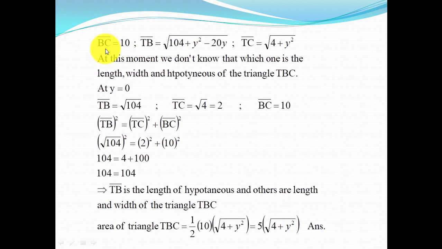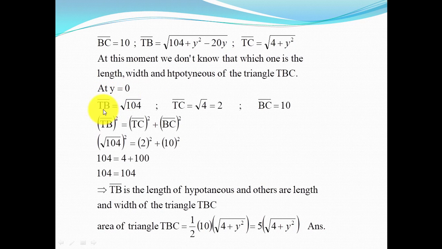Now we list these values: BC, TB and TC. At this moment we don't know which of these is the hypotenuse, which is the length, and which is the width of the triangle, since it all depends on y. As we know, y may be any value from the y-axis, which is the complete set of real numbers. So we take a trivial case, let's say y equal to 0.